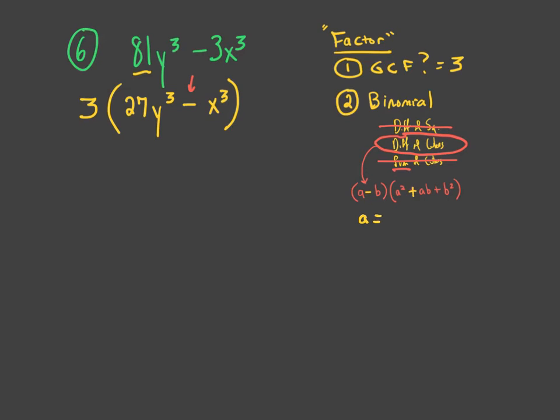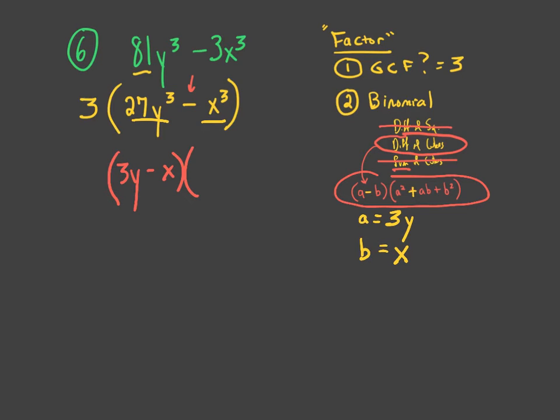So you just want to list what a is. A is the cube root of the first term inside that parentheses, cube root, first term of the binomial. Cube root of 27 is 3. Cube root of y cubed is y. And then b, we're talking about the cube root of x to the third, which is just x, since x times x times x makes x cubed. Once you've got those, plug those in. So we've got a minus b, just looking at our formula here. A minus b, and then a squared.